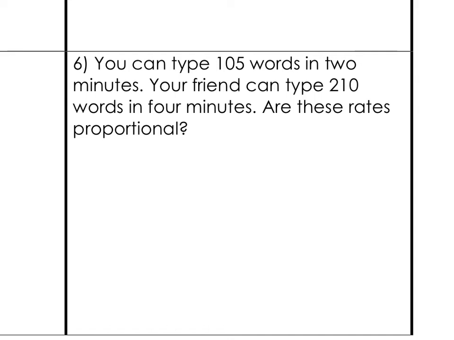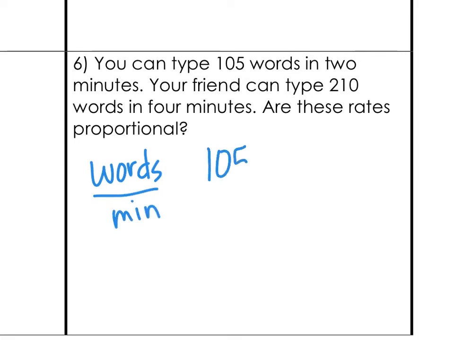Okay. Words and minutes. So I'm going to do words over minutes. So I'm going to set those up. We got 105 words over 2 minutes and 210 over 4, because I can type the first one and my friend can type the other one. Let's see if we type at the same speed.